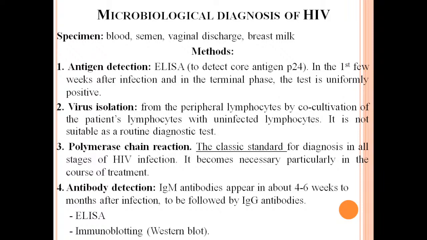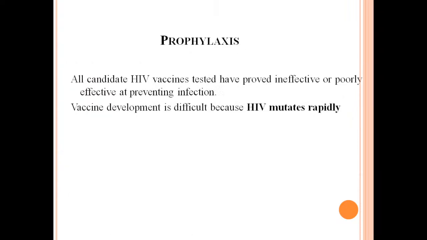Polymerase chain reaction, the classic standard for diagnosis in all stages of HIV infection, becomes necessary, particularly in the course of treatment. The fourth one is antibody detection. IgM antibodies appear in about 4 up to 6 weeks to months after infection, to be followed by IgG antibodies. It's detected by ELISA or immunoblotting or Western blot test. What about prophylaxis? All candidate HIV vaccines tested have proved ineffective or poorly effective at preventing infection. Vaccine development is difficult due to HIV mutation.